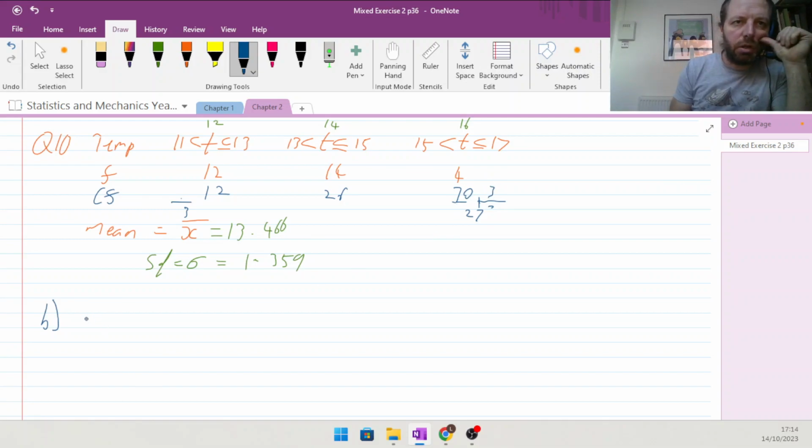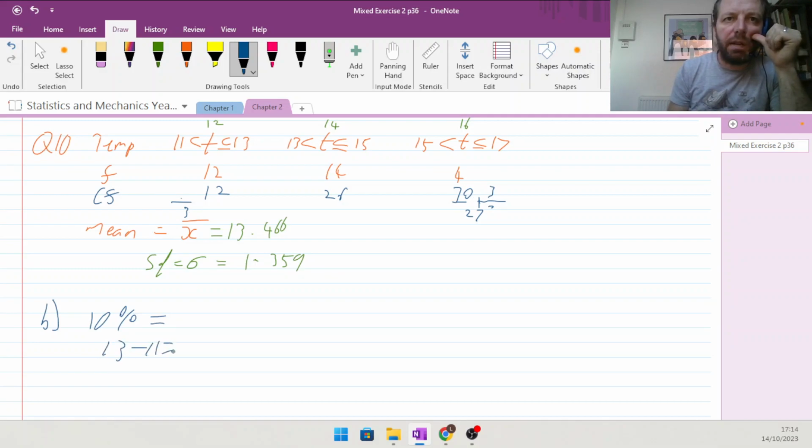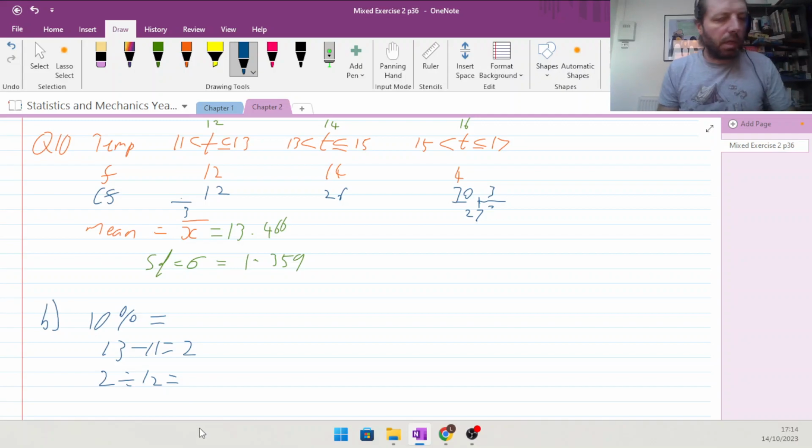So let's do a 10% marker, which we've decided is three. So 13 take away the 11 is equal to 2. 2 divided by the 12 is 1/6.